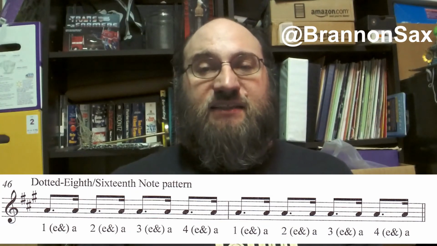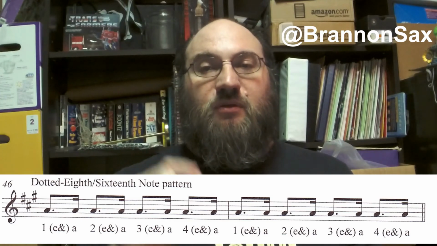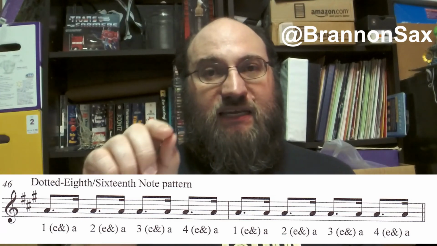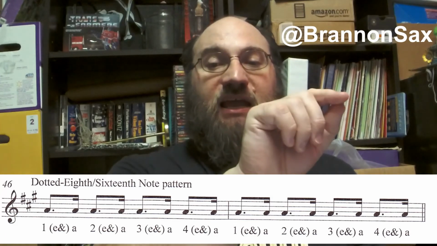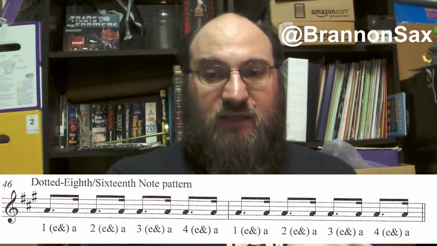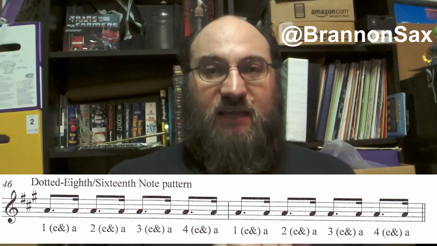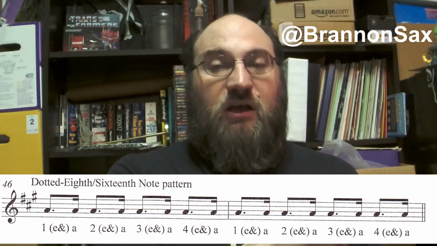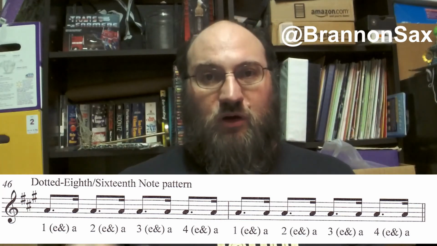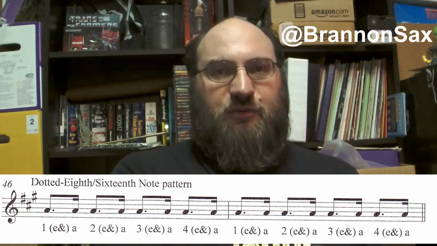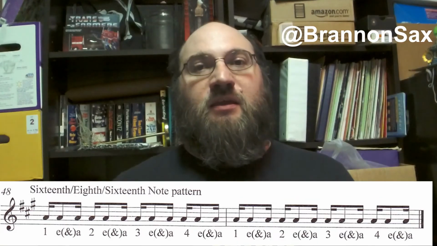Dotted eighth 16th note pattern. 1, an implied e and a, 2, an implied e and a, 3, an implied e and a, 4, an implied e and a, 1. 1, a 2, a 3, a 4.